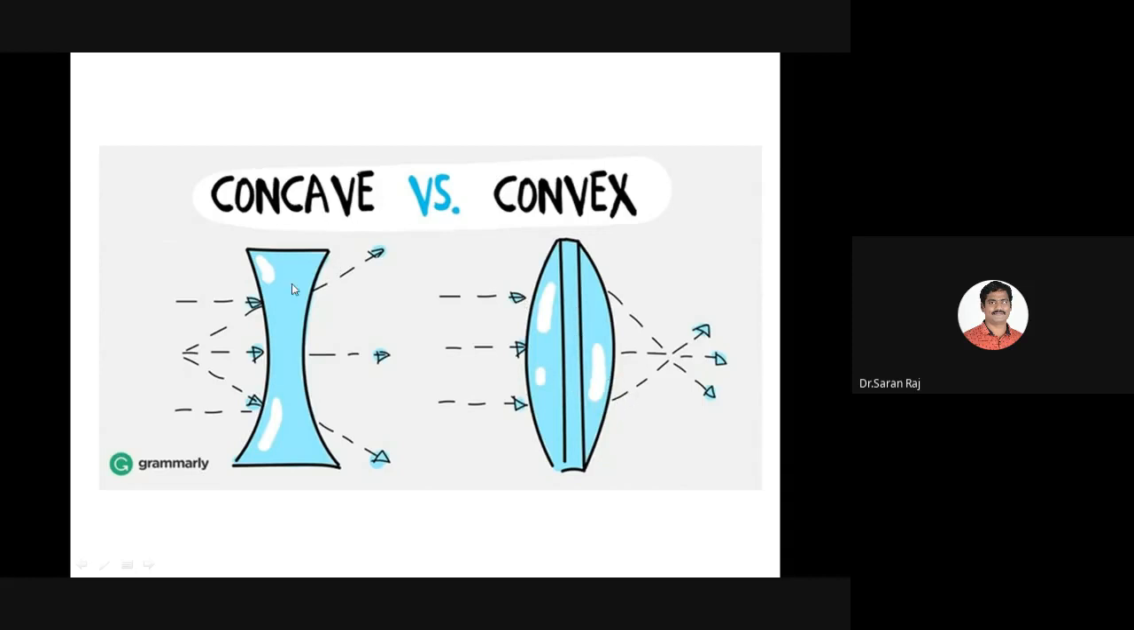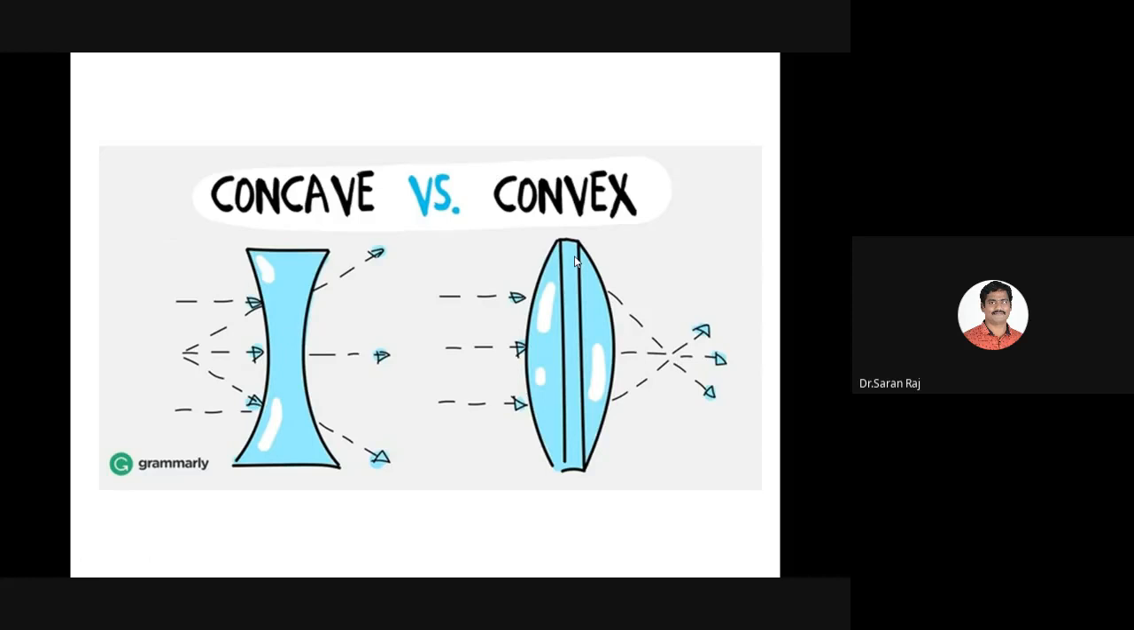You see that there is a concave lens. This is an image of a concave lens. The surface curving inward is a concave surface, and the surface curving outward is a convex surface. In the concave lens, the center part is thinner and the two edge parts are thicker. In the convex lens, the center part is thicker and the corner edges of the lens are thinner.